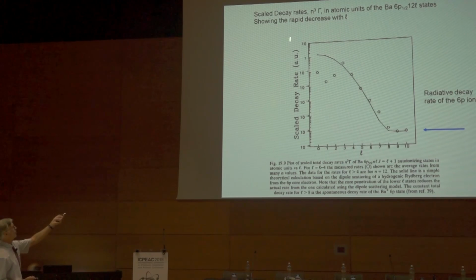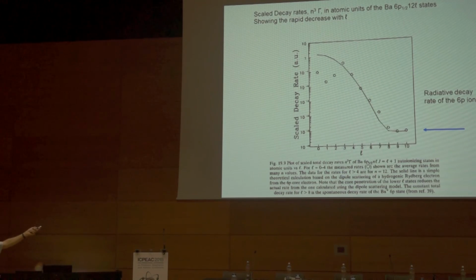But from our present point of view, the most interesting thing is that if I raise the L of the outer electron, the autoionization rates fall really quickly. So this is the D state, which I just showed you. This is barium. They fall almost a factor of 5 with each increase of L. And by the time I'm out to L equals 8, the autoionization rate has fallen to the radiative decay rate. So at this point, these states do not decay by autoionization. They decay by radiation.